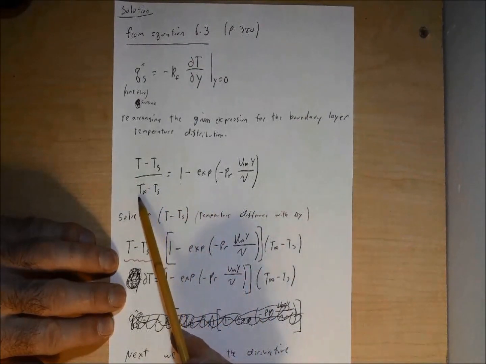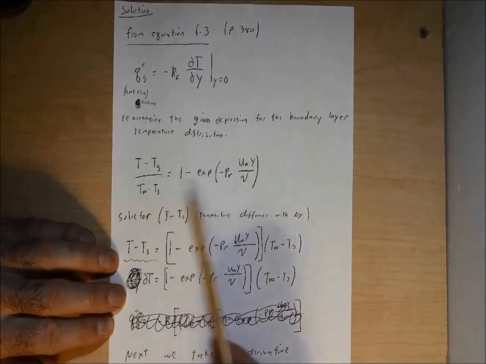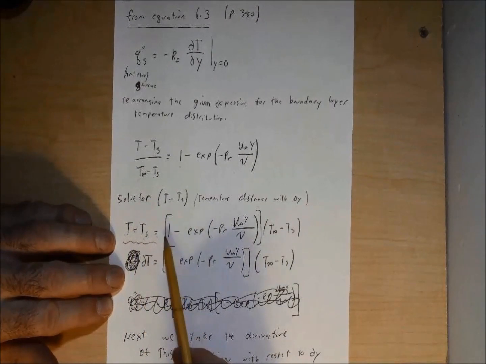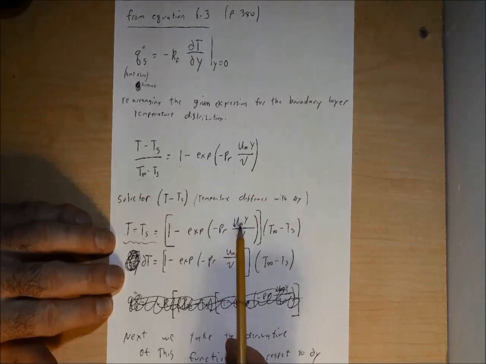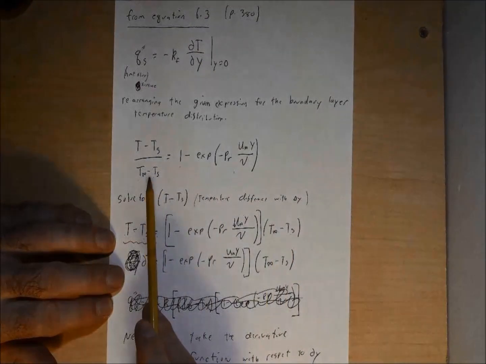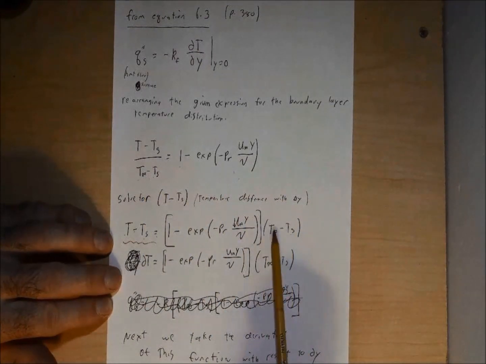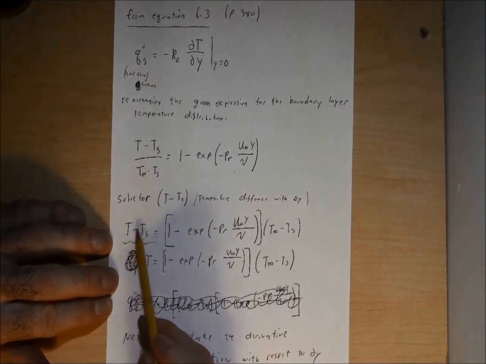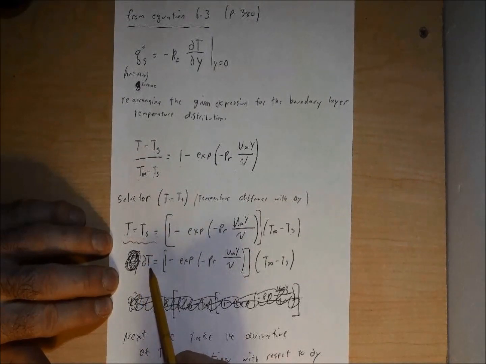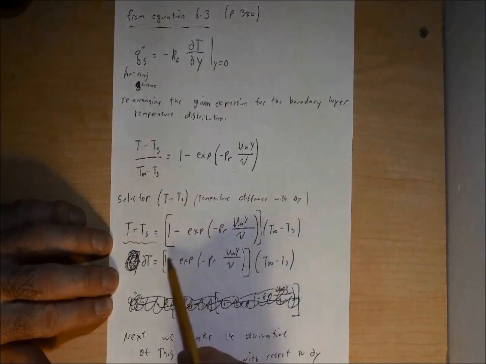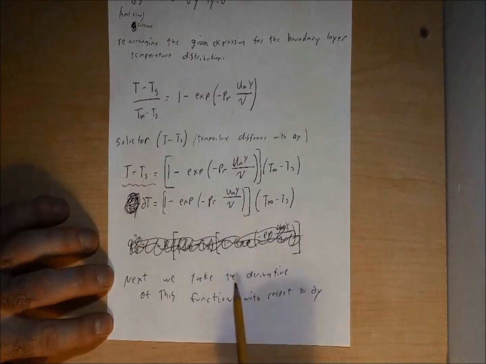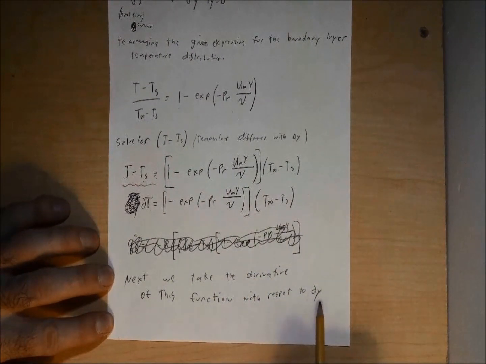In order to do that, we can multiply the denominator, T infinity minus Ts, over onto the other side. So we end up with this expression, that T minus Ts is equal to 1 minus e to the negative Pr u infinity y over v, all times T infinity minus Ts that we took from the denominator and multiplied over. What we can see is that T minus Ts is a temperature difference, or a change in temperature, delta T. So we call this delta T, which is equal to that same expression on the right. Now the next step is to take the derivative of this function with respect to y.